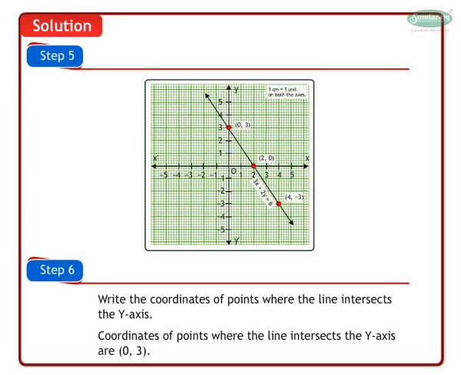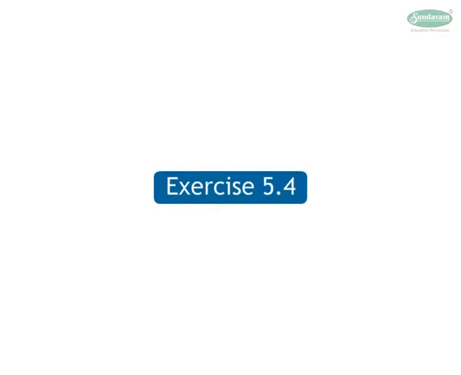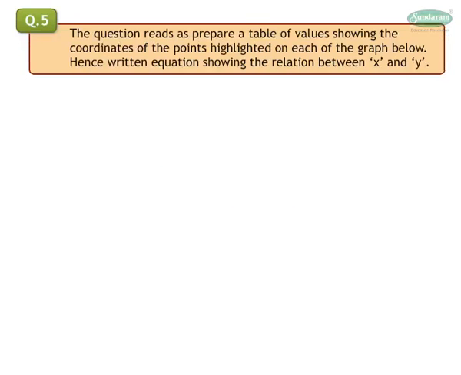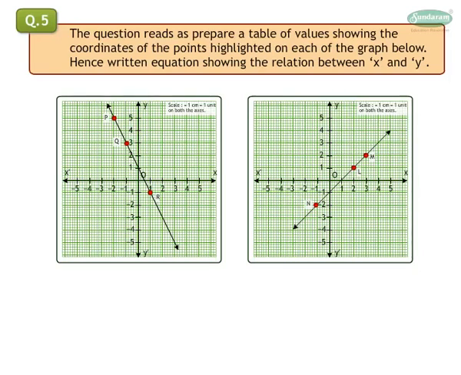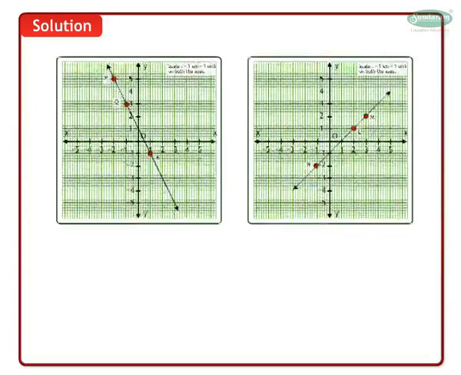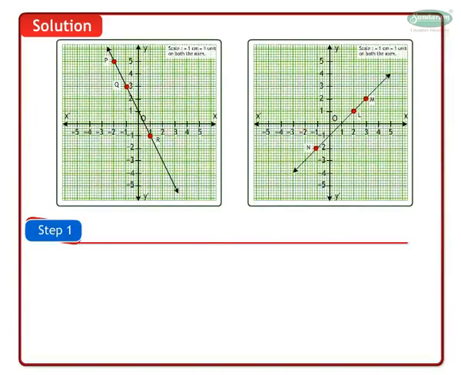In the next problems, students, we do the reverse of what we did earlier. We have been given the graphs of the lines. Exercise 5.4, Question 5. The question reads: prepare a table of values showing the coordinates of the points highlighted on each of the graphs below. Hence, write an equation showing the relation between x and y. Solution. Step 1. In the first figure, let us write the coordinates of P, Q, R.